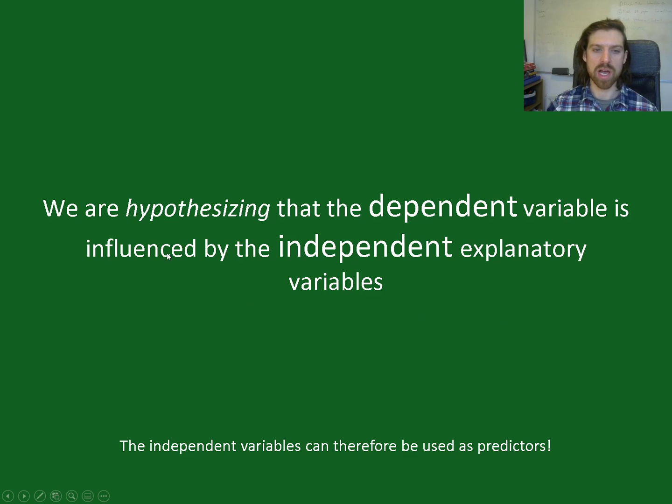So what we're doing is we're hypothesizing that the dependent variable, i.e. house price, is influenced by the independent explanatory variables, so all of those other things that we think predict house price. That's very good, because once we've fitted that relationship, we're able to extract a line of best fit through the data points. We can use that to predict what the house price may be in other areas where we don't have data.